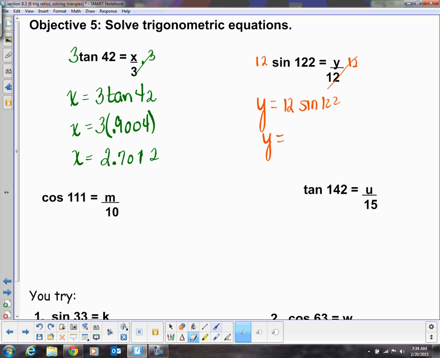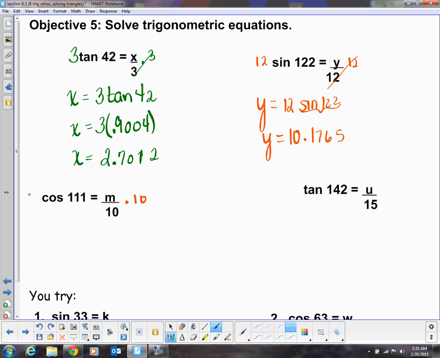If you have a calculator that doesn't work backwards, you can type in 12 times sine 122. What is it? 10.65. Thank you. If your calculator works backwards, you do this first, 122 sine, write down at least 4 places past the decimal, and then multiply by 12. So how do we solve this one?